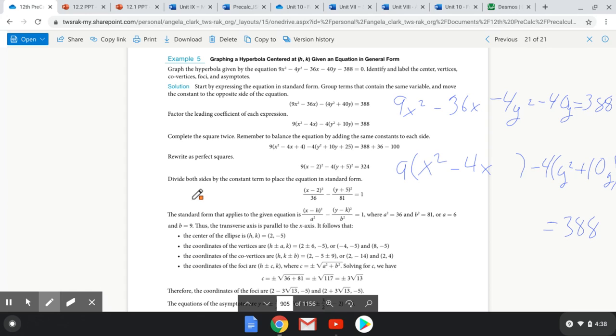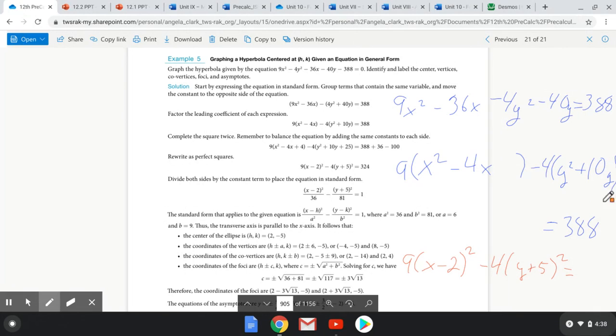Okay. Then in my next step, I'm going to have my perfect squares. So I'm going to have 9 times x minus, I have to divide this by 2, so that's x minus 2 squared. And then minus 4 times y plus 5, right? 10 divided by 2. So y plus 5 squared equals something.